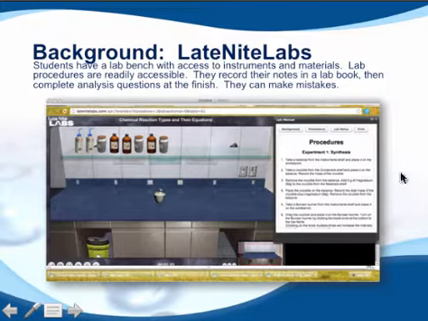Before I go into the changes that I made, I'd first like to introduce those that are unfamiliar to LateNiteLabs. LateNiteLabs is a very good virtual lab system. It provides a realistic interface, which the literature tells us is important. There are containers, materials, and instruments at the student's disposal, and they can bring them down onto the lab bench to work with them. There are a few problems that I've noticed with LateNiteLabs, however.